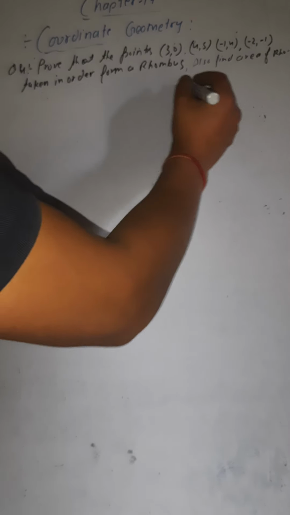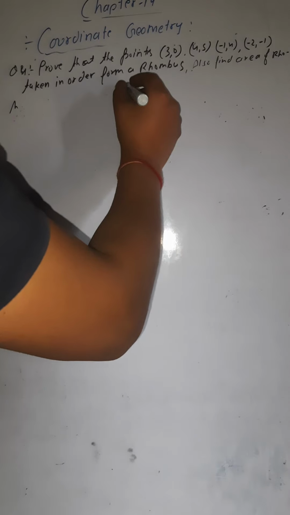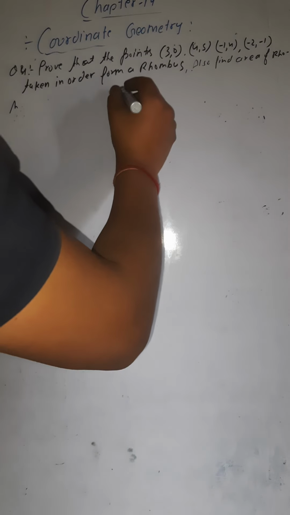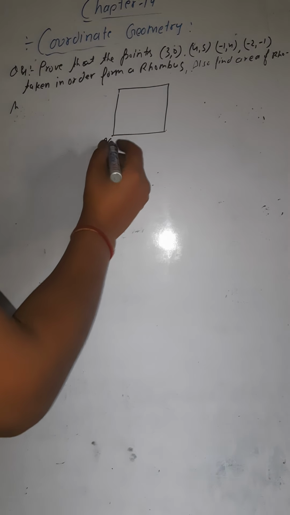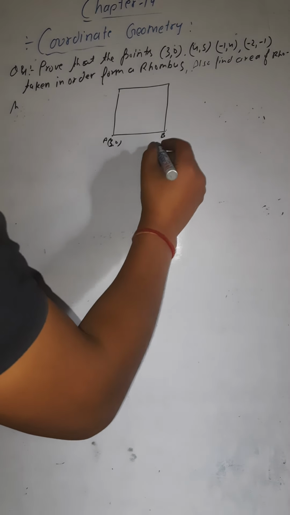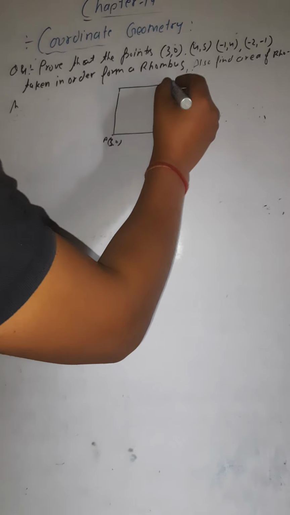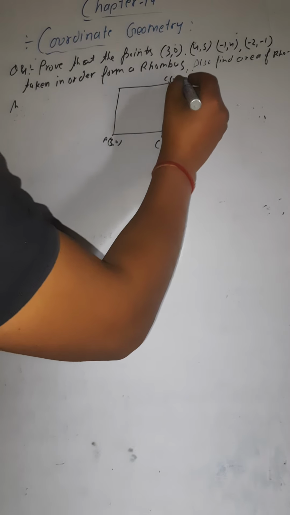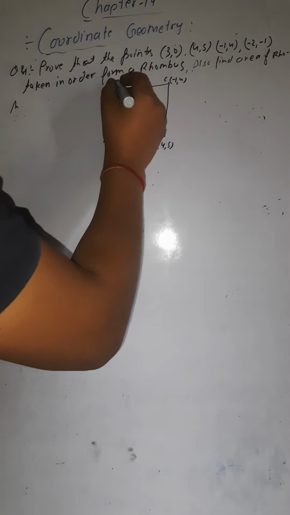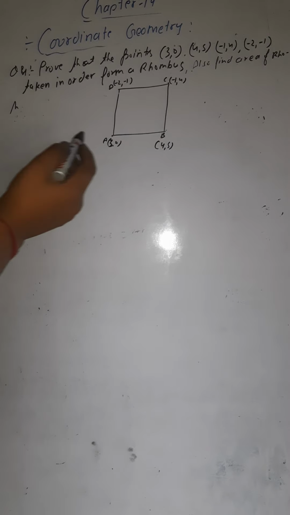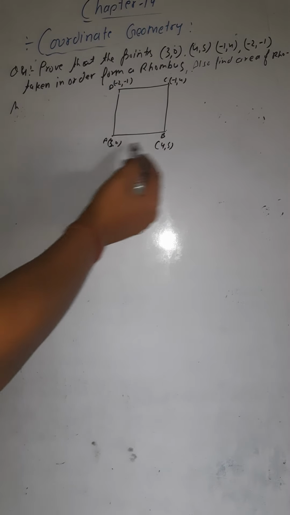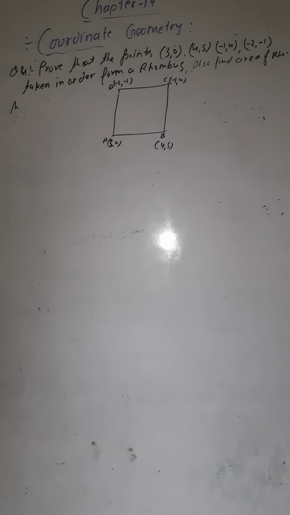So let's make a figure here first. Let's say these are the four points. Let's say here is the point A. Coordinates are 3, 0. Point B. Coordinates are 4, 5. Point C. Coordinates are minus 1, 4. And point D. Coordinates are minus 2, minus 1. So first, what we have to find out? First, find out all the sides. AB, BC, CD, DA. If all are coming equal, then you can say, hence, yes, it's a rhombus.